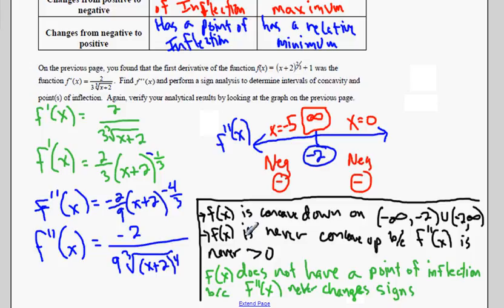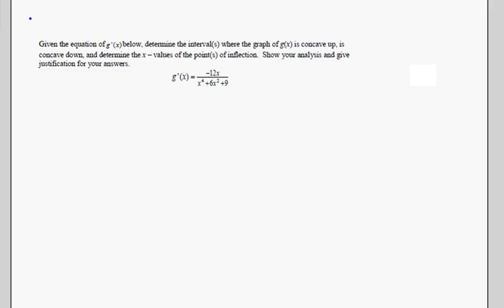And lastly, the original function does not have a point of inflection because the second derivative never changes signs. If it had gone negative to positive, then it would have a point of inflection, but it doesn't.